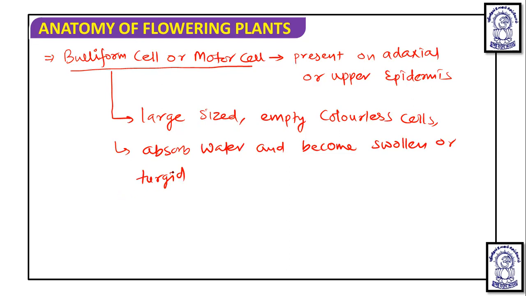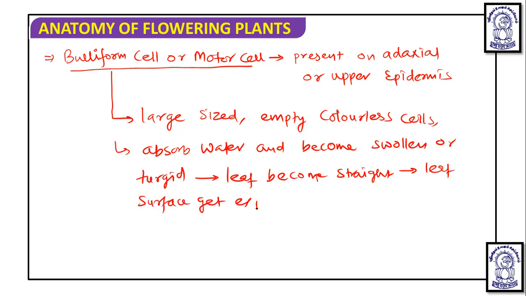So when they absorb water and become swollen or turgid, the leaf gets strengthened or straight. The leaf becomes straight, or we can say they unroll. So the leaf surface gets exposed. What this statement is saying is, if these bulliform cells are rich in water, they apply pressure sideways on the epidermal cells. So the leaf is going to be flattened. The leaf will look like this if the bulliform cells are like this.